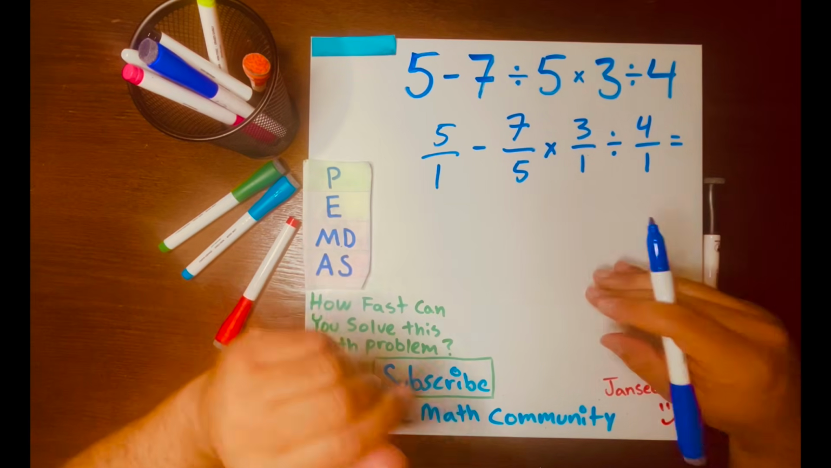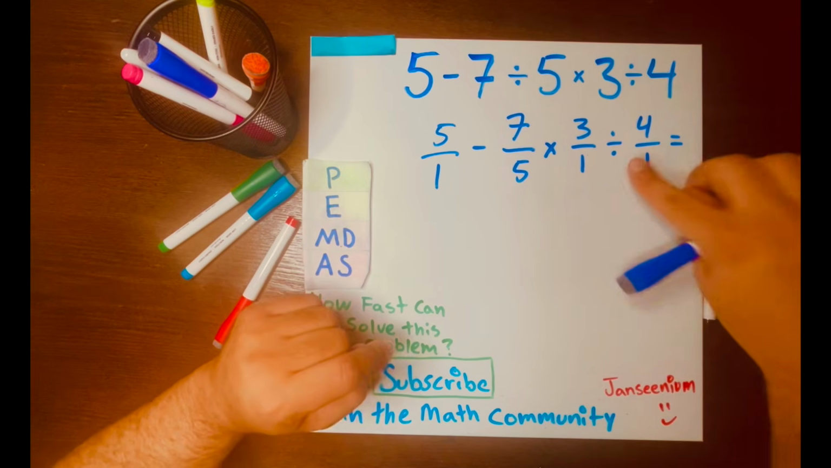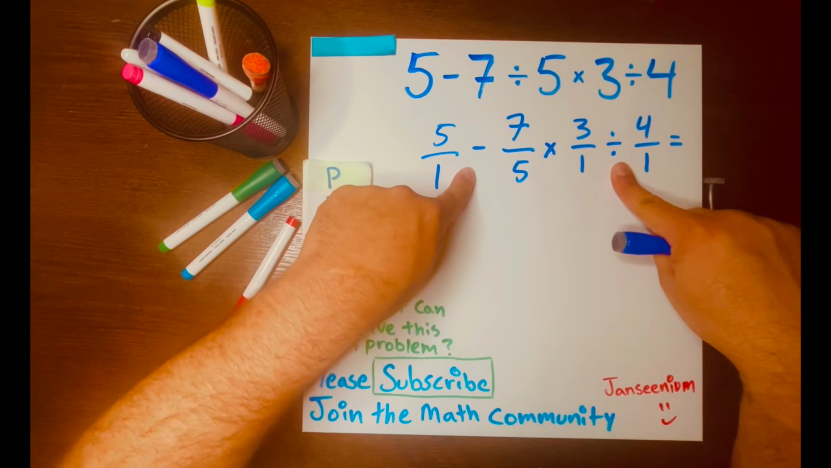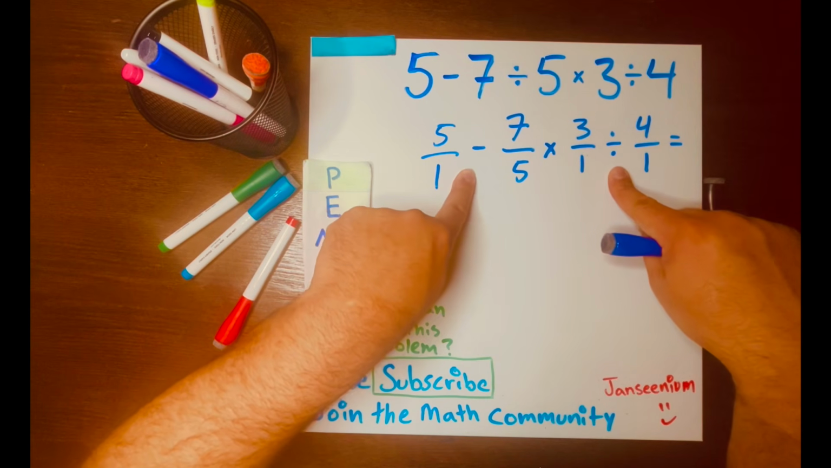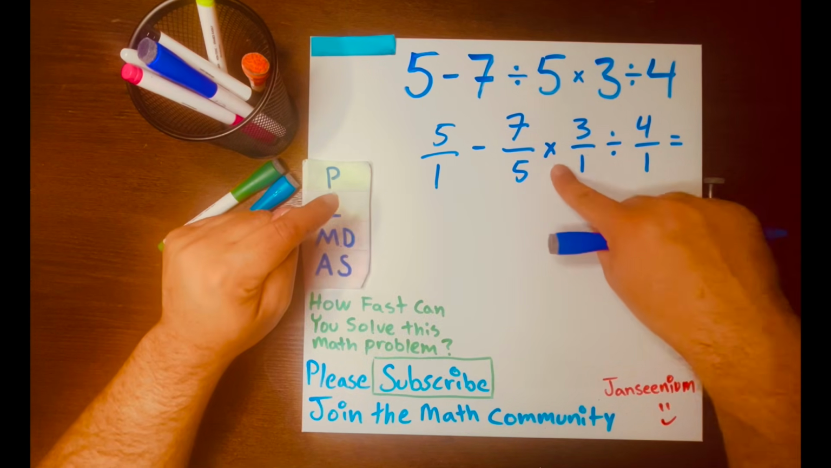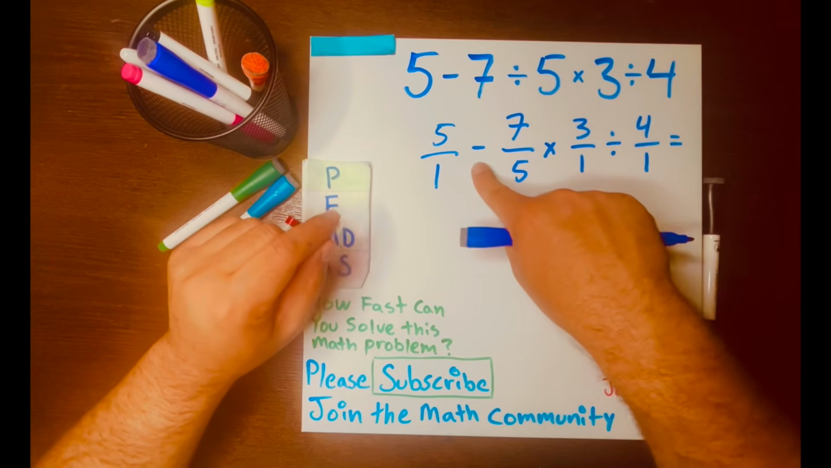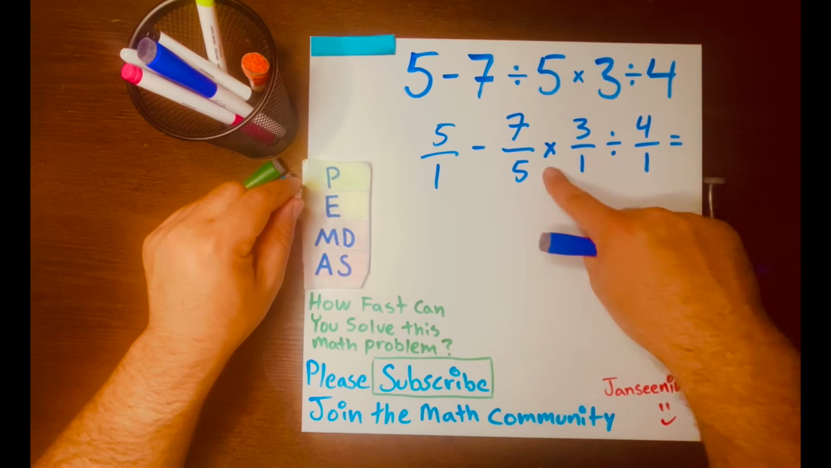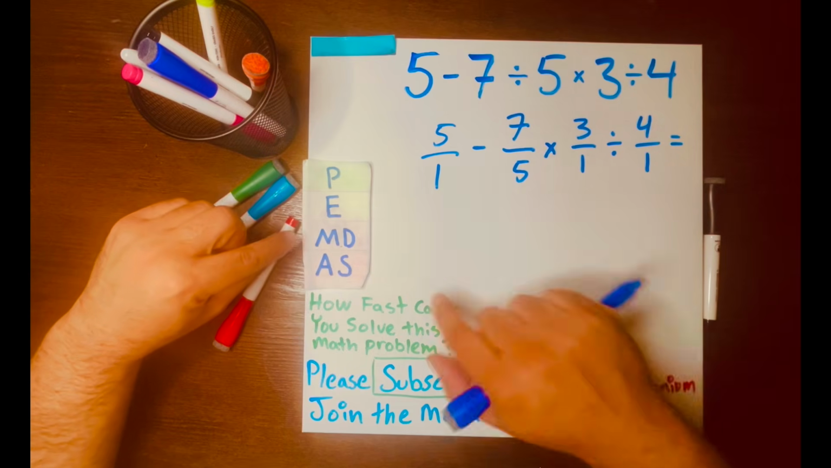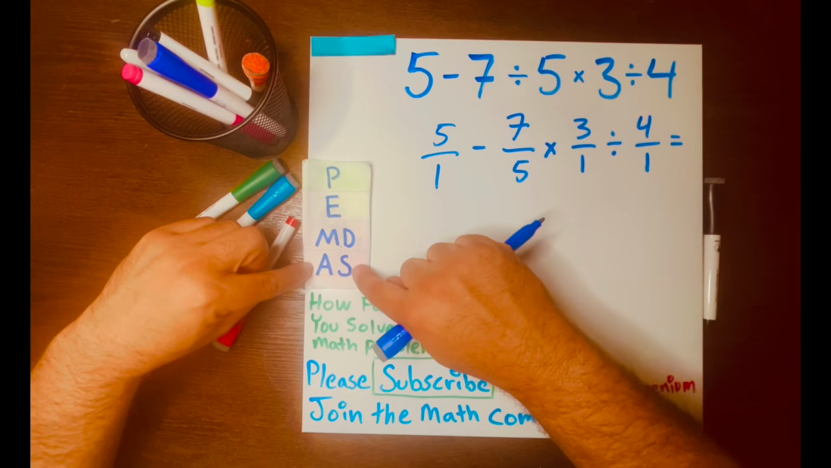Now you tell me, do I start with subtraction, or multiplication, or division? If you chose subtraction or division, you got it incorrect. You start with multiplication because multiplication has higher priority than subtraction. And multiplication and division are both within their own level in PEMDAS. And notice that subtraction is in the lowest level in PEMDAS.